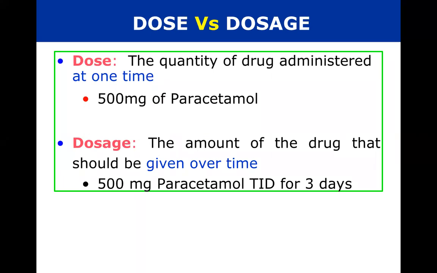What is the difference between dose and dosage? Dose is the quantity of a drug administered at one time. For example, 500 milligram of paracetamol. While the dosage is the amount of a drug that should be given over a time. For example, 500 milligram paracetamol TID for 3 days. TID means 3 times per day, and this should be continued, for example, for 3 days, 5 days, according to the described dosage.